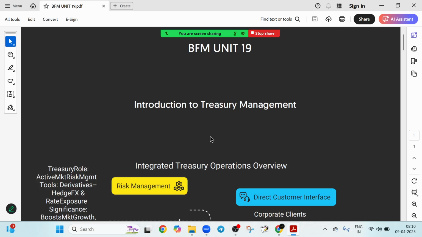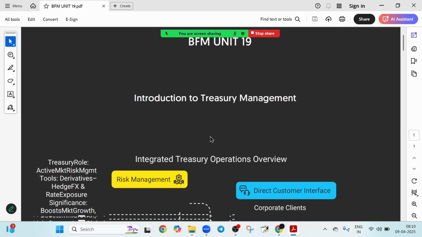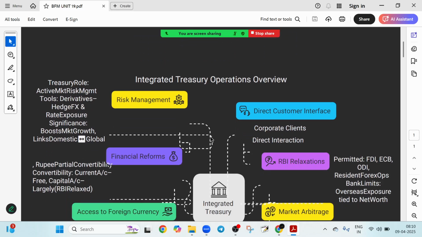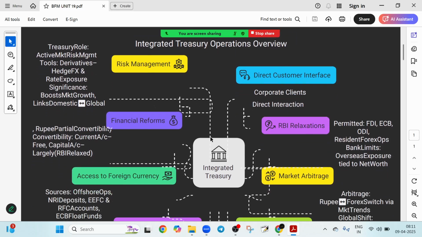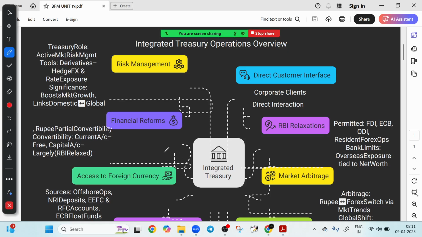So let's get started. This is a visual overview of the integrated treasury operation, as you can see. Let's explore the powerhouse behind a bank's finance engine, that is called integrated treasury. Imagine it as the central nervous system that connects every financial artery from global market to your local branch. But how exactly does it operate? Let's break it down. First thing first is risk management.